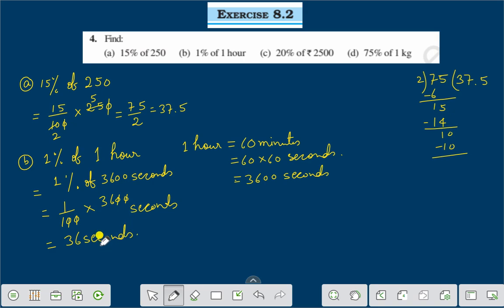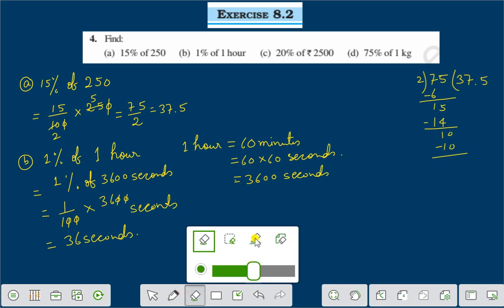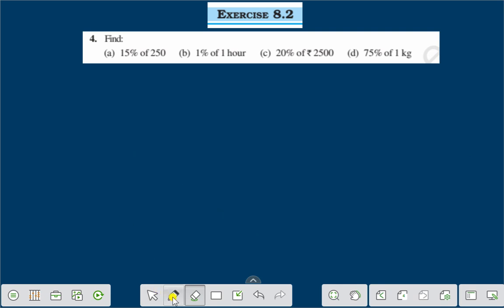Right? Now we shall solve question number (c). Question number (c) is 20% of rupees 2500. 20% means 20 by 100, of means multiply, 2500.